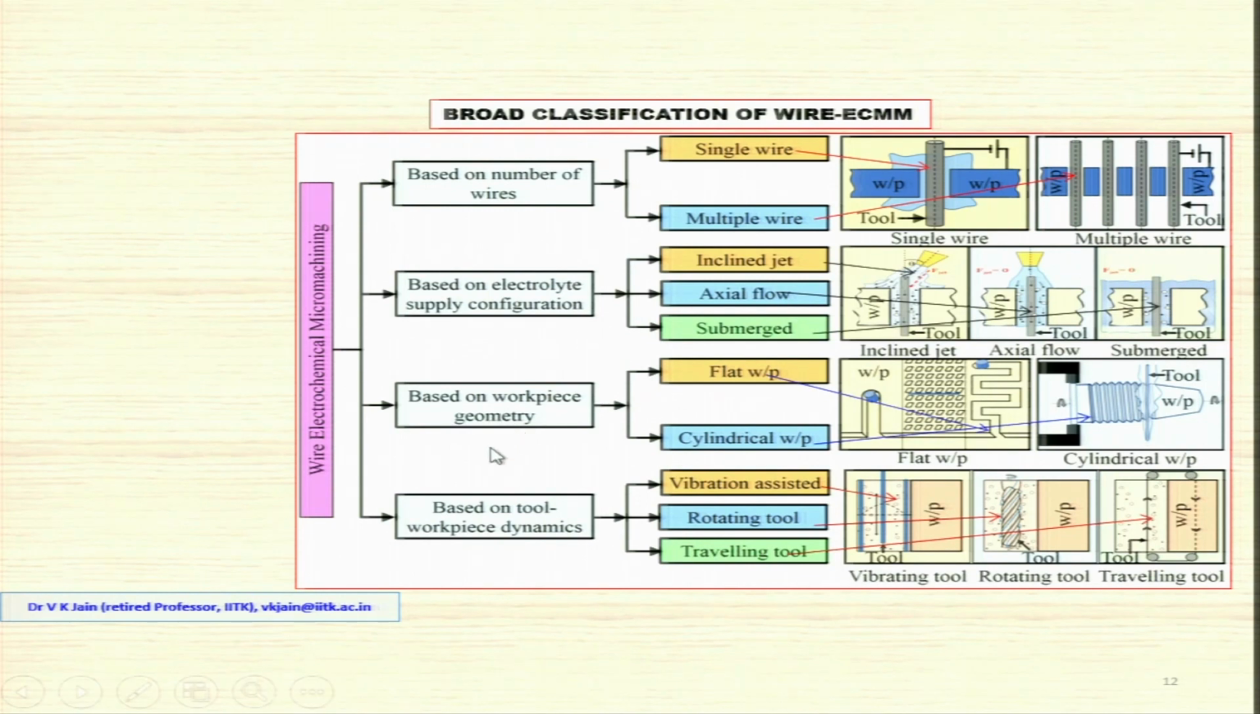You can also classify based on workpiece geometry. Workpiece can be flat, as you can see over here, or workpiece can be cylindrical like this, which is being turned. Based on tool workpiece dynamics, there is vibration assisted wire electrochemical micromachining. This is the workpiece, this is the wire which is giving the vibrations. Then the rotating tool: this is the tool which is rotating and working as the wire for removing the material from the workpiece, and this is the traveling tool. So this wire is continuously traveling in this particular direction and performing its operation in wire electrochemical micromachining. So this image shows a broad classification of the wire ECMM process.